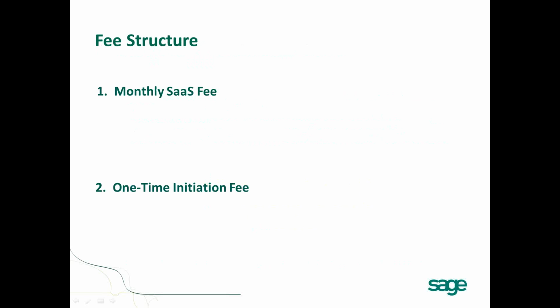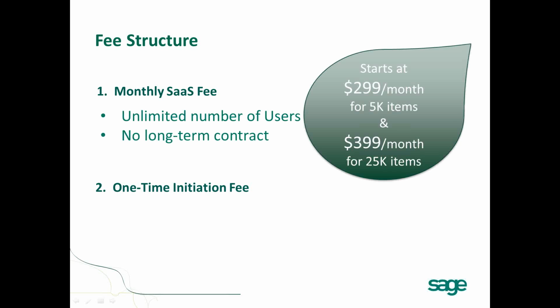I just want to go through the fee structure quickly so that we're not wondering how much this costs while we're going through the presentation. And then we'll cover it in a little bit more detail at the end of the presentation. But there are 2 fees. The one is a monthly fee. This is an ongoing service, and so it's an ongoing monthly fee that is charged. That fee provides for a limited number of users, and it's a no long-term contract.